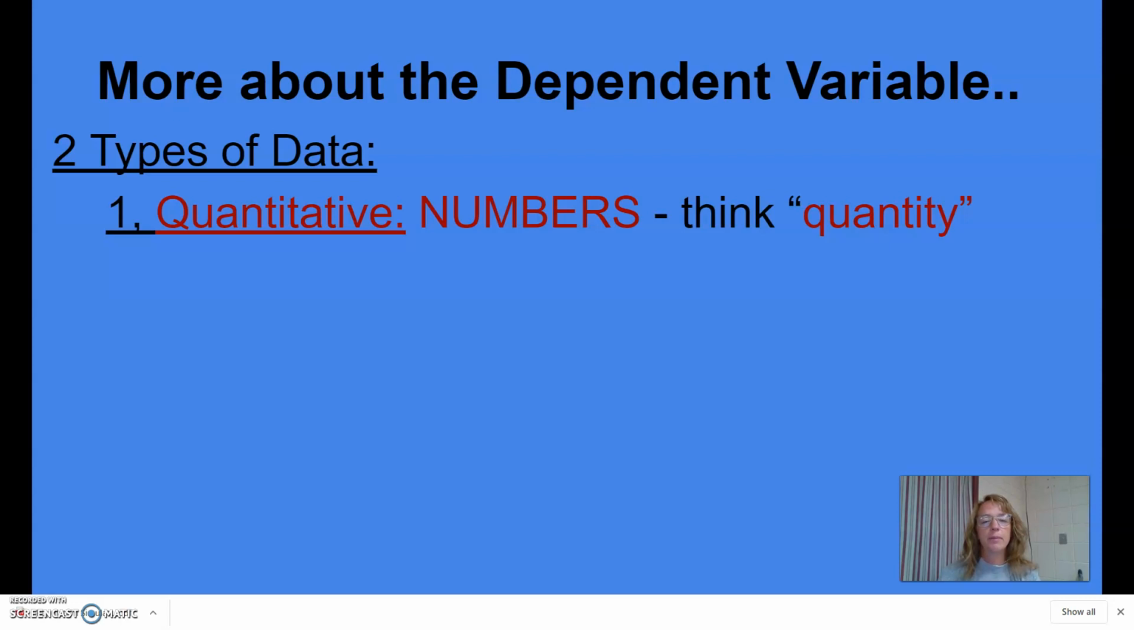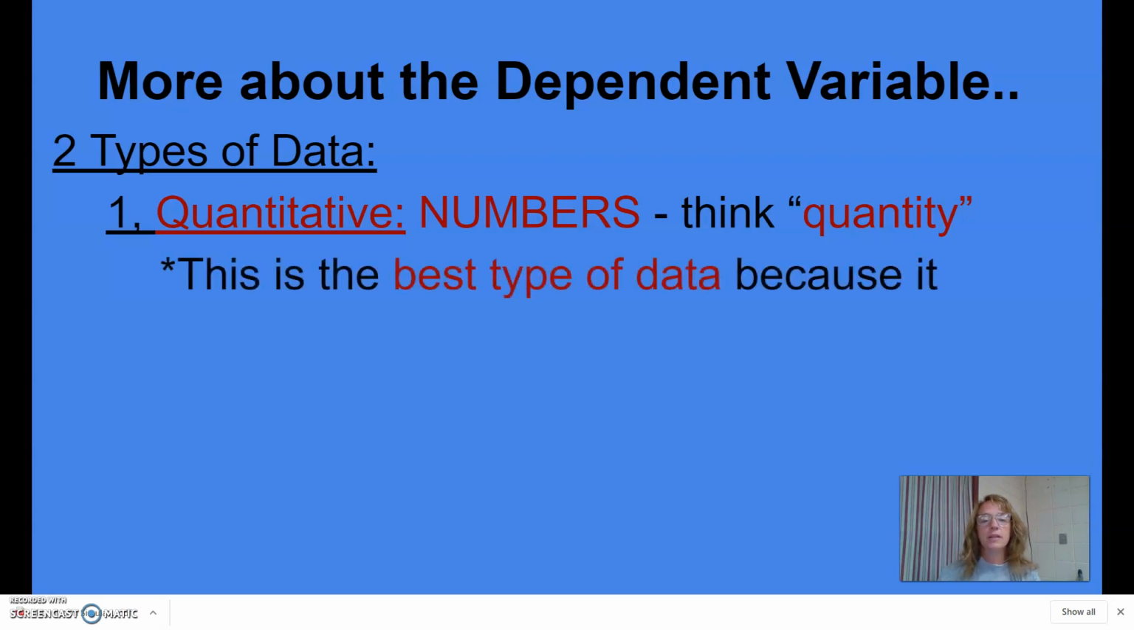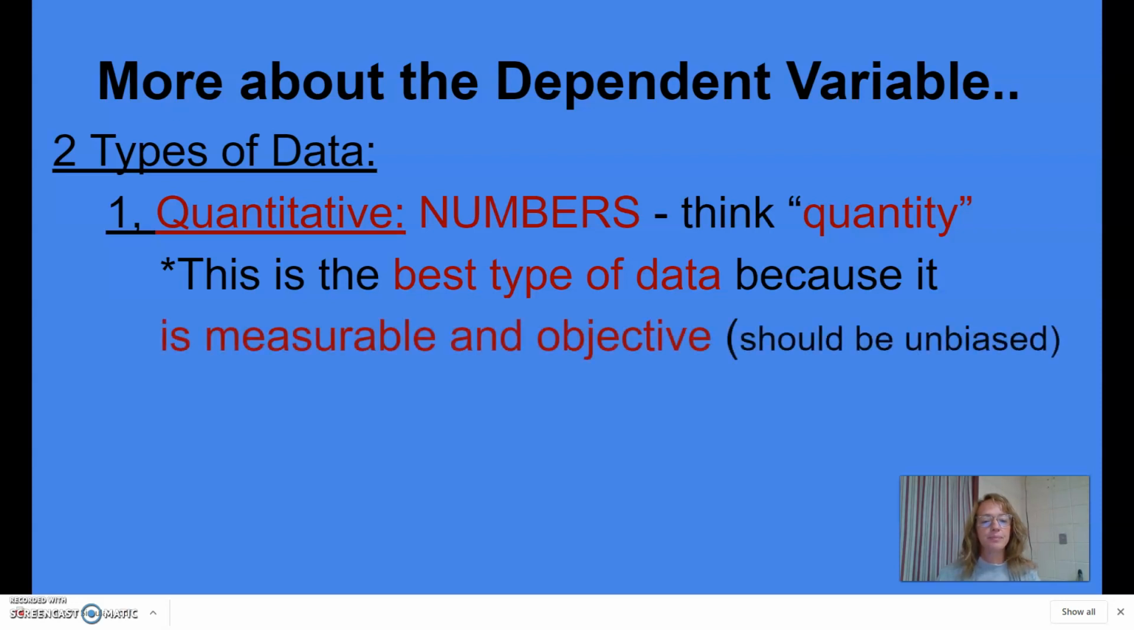Quantitative, think of numbers, or quantity. It is the best type of data because numbers don't lie. If your plant grows 5 inches, it grows 5 inches, although we're going to use centimeters metric. So if it grows 5 centimeters, then you can't deny what a scale says. That means it should be objective. It's based on an object, something that is unbiased.